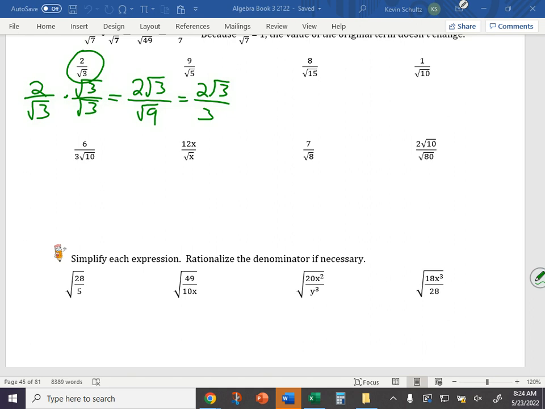Claire? Can we do the 2 root 10 over root 80? Yeah. Hold on. Let's build up to it. No, let's build up. You don't watch the end of the movie first, do you? We've already seen the movie. You've already done the first one. All right.